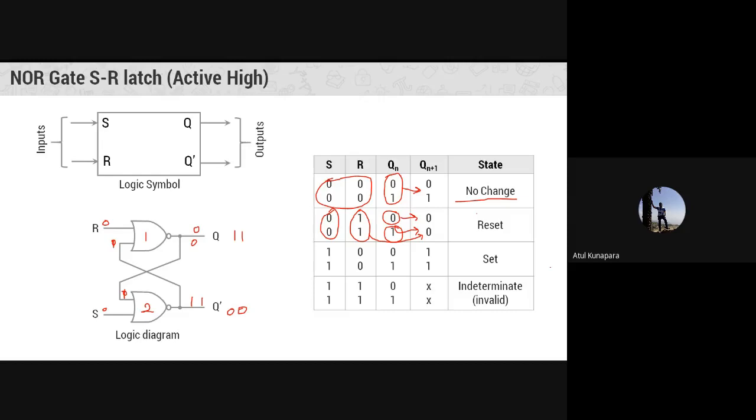Okay. So that is what you can say is an invalid condition, and it is not allowed in the case of SR latch. So are you able to understand this NOR gate SR latch? That is the nature, active high. That is, when you are putting S equal to 1, it is going to set. When R equal to 1, it is going to reset. And when both of them are 0, it is no change. And when both are 1, 1, it is called the invalid case.